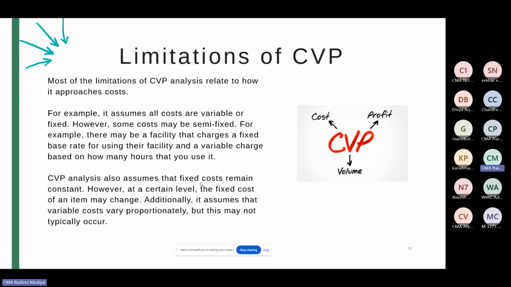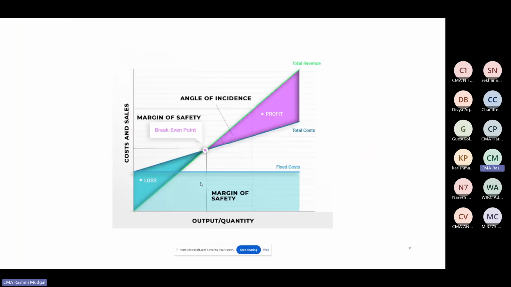Even the fixed cost remaining constant is not the case. However, at a certain level, the fixed cost items may change. Additionally, it assumes that variable costs vary proportionately, but this may not typically occur in fixed costs, which will change when I want to improve my productivity. The fixed cost will also vary over time. So this is the actual chart where we can discuss the output and quantity.